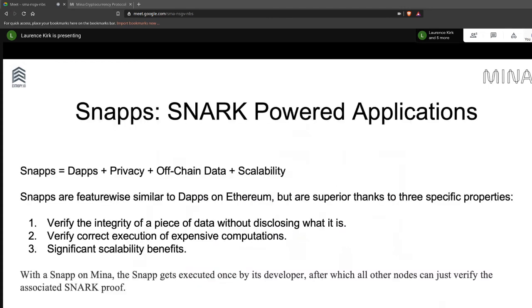What can we do with our blockchain? Well, we can write snaps. These are SNARK-powered applications, and they're designed to be the equivalent of dApps, really. They're applications that use a blockchain. They're decentralized, but they also have the features of privacy, because we're using zero knowledge proofs, and scalability, because of those properties.